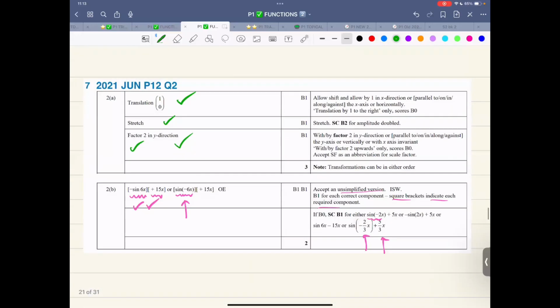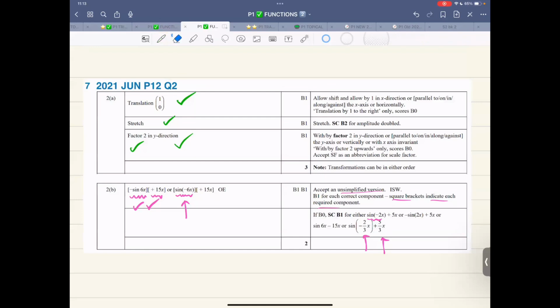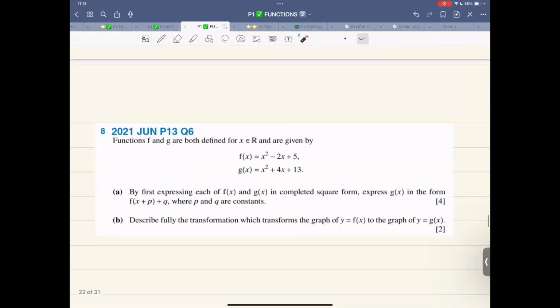Let's double check this thing. That is a translation of (1, 0). Let me just erase all this so you can have a good look. Translation of (1, 0), stretch factor 2 in the y direction. All good, all clear.